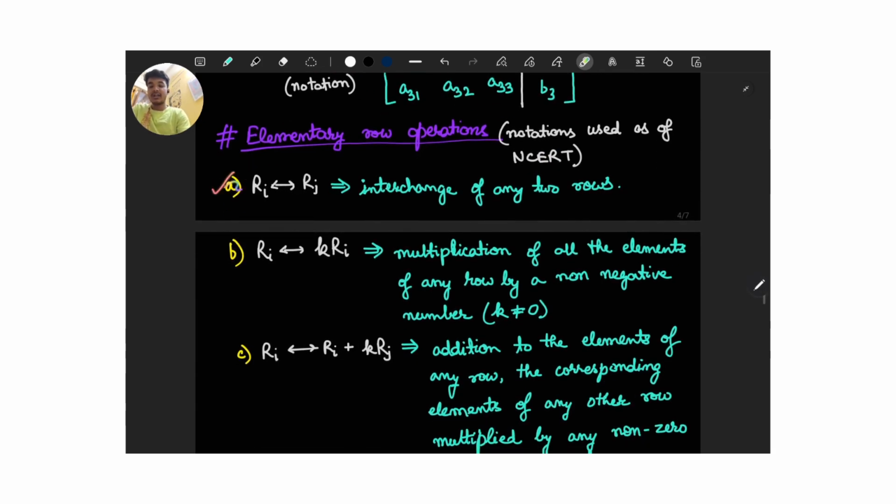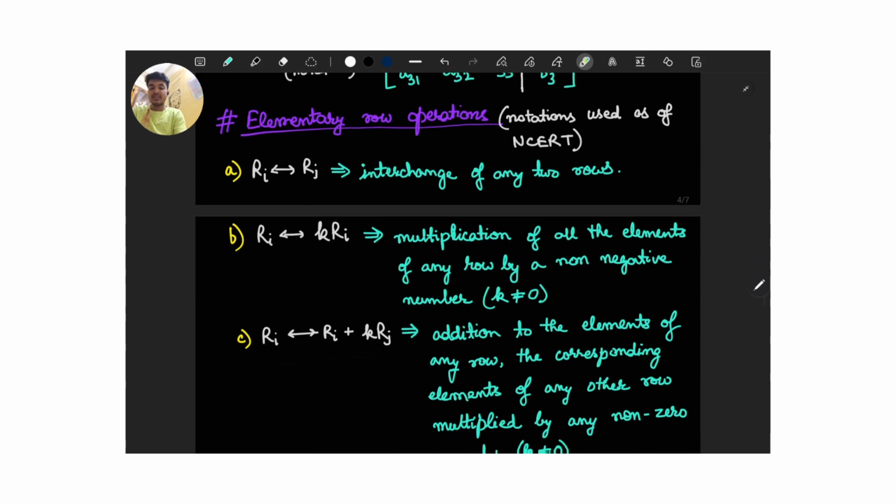The first one says Ri to Rj, which means we are interchanging any two rows of the matrix. We are interchanging the ith row with the jth row of the matrix. Now I am transforming the ith row to k times the ith row, which means we are transforming the ith row with new elements, which are multiplied by k times the original elements. So basically we are multiplying the ith row with some scalar k to get the new ith row.